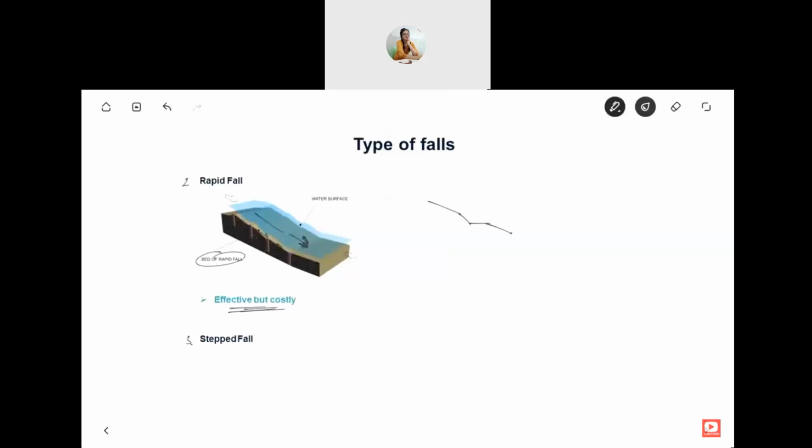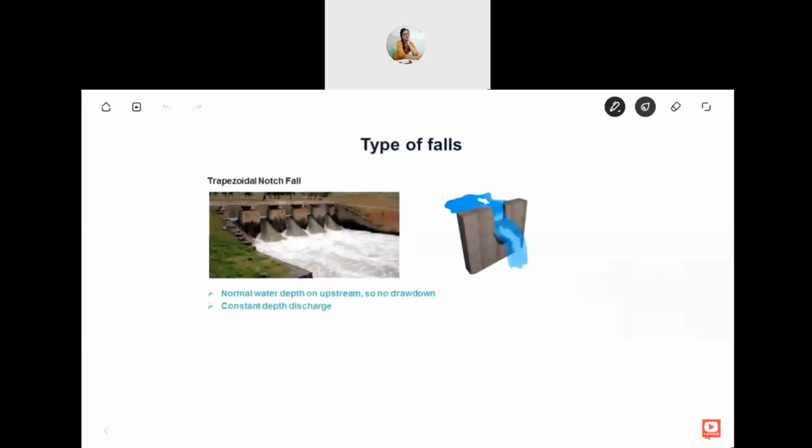Stepped fall is also similar to rapid fall, where you have a lot of steps like this. So instead of providing a single fall like this, you provide it in steps, which is more effective. And again, like rapid fall, it is very effective, but again it's costly. So it's not adopted that much. The other type of falls is trapezoidal notch fall. As you can see from both of these images, there is constant depth discharge.